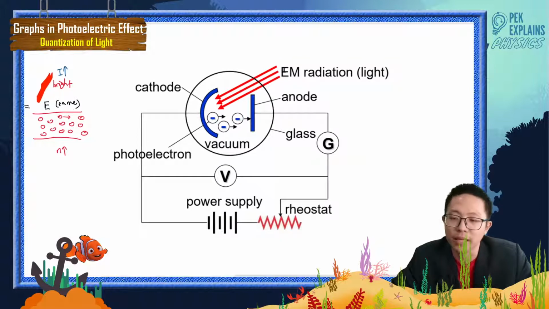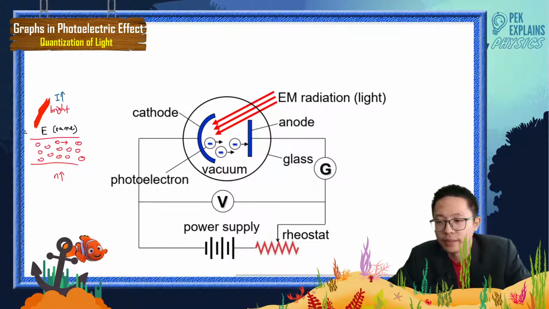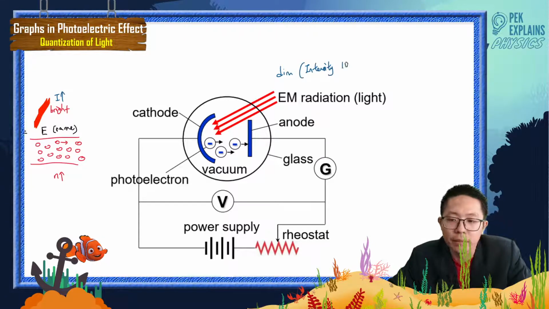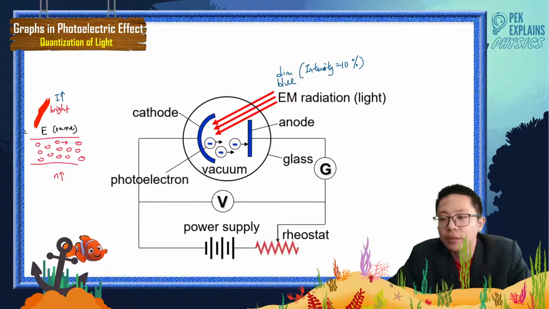If you use dim light, what happens is what I explained. Let's say I just use a dim light, maybe intensity just 10%. Maybe I just use the dim blue light. So dim blue light maybe only has 2 photons. 2 photons incident.